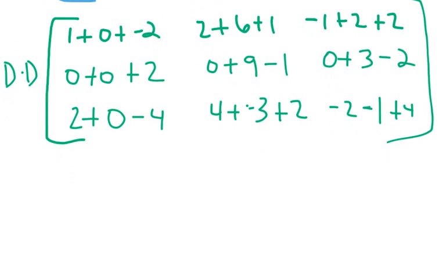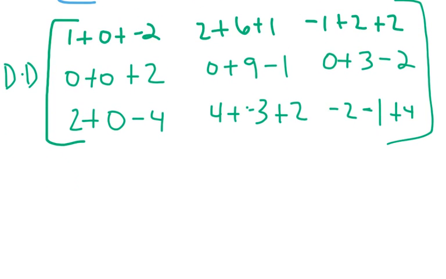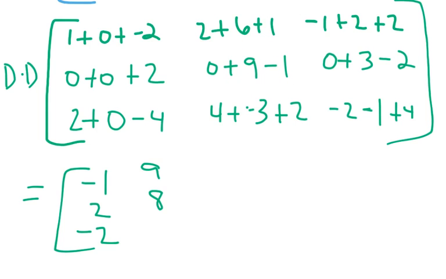Now let's add all these numbers together to get our matrix. Okay, so you have a 1 plus 0 minus 2 is a negative 1. You have 0 plus 0 plus 2. You have a 2 minus 4, negative 2. Okay, over here we have a 2 plus 6 plus 1 is 9. I have 9 minus 1 is 8.